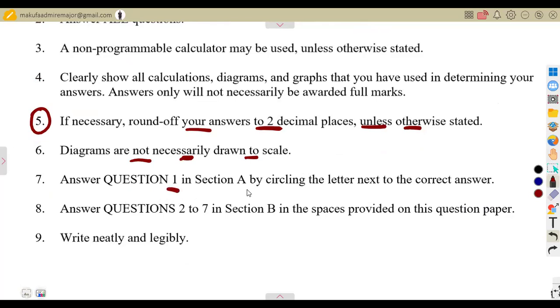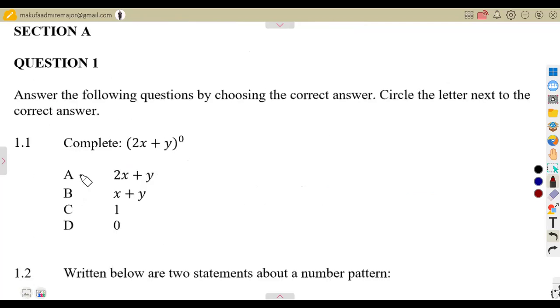Answer question 1 in section A by circling the letter next to the correct answer. All right, so you're going to put a circle. Then answer questions 2 to 7 in section B in the spaces provided in this paper. Let us see question number 1, which is of section A.